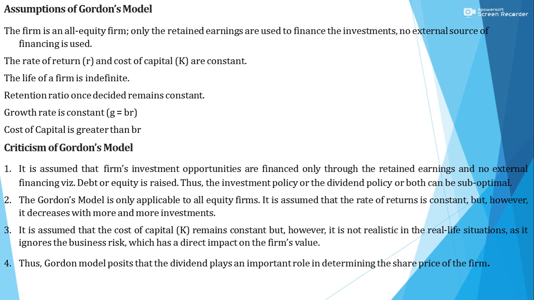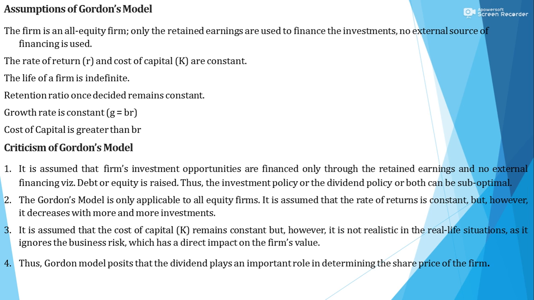But there are assumptions as the basis of this Gordon model. The assumptions of the Gordon model are: the firm is an all-equity firm, meaning only the retained earnings are used to finance investment. Then the rate of return and cost of capital become constant. The life of the firm is indefinite. Retention ratio once decided remains constant, which is not true. Growth rate is constant, which is also not true. And the cost of capital is greater than BR.